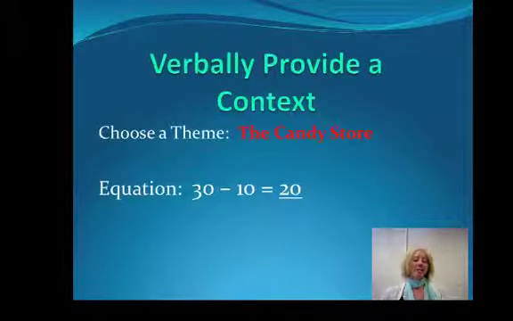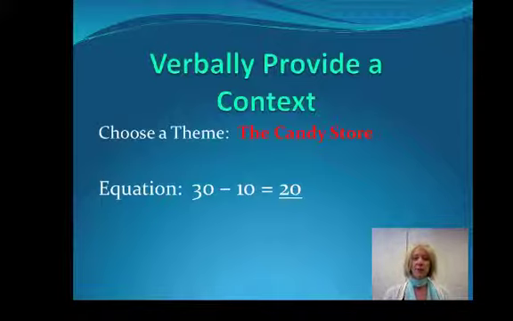And then I model for them. I say, all right, you know what? We're going to use this equation of 30 minus 10 equals 20, and our theme for today, or our context, is going to be the candy store. What I have found is that if we give students a specific theme, it's narrow enough so that they can come up with an example for me versus just saying your story can be about anything.